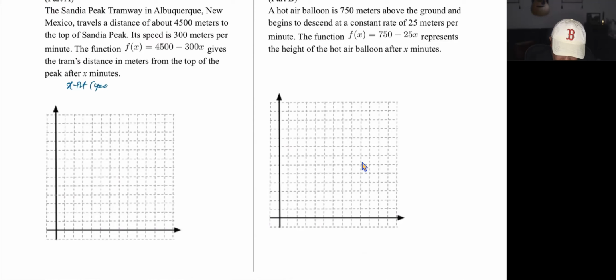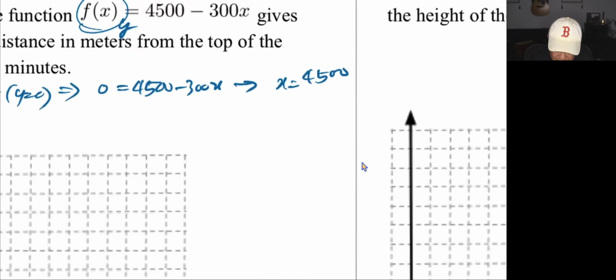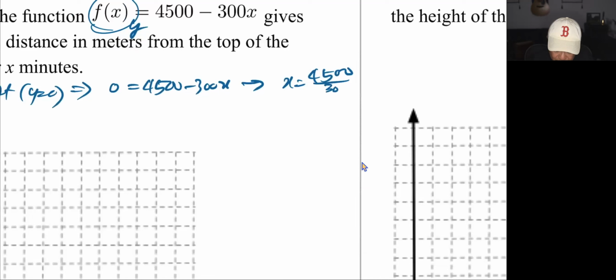It's y equal to 0. Now you gotta remember, guys, f of x is y, right? So that is y, which means when you set that equal to 0, we end up with this, which implies that x is 4,500 divided by 300. Remember, the zeros could go away. 3 goes into 45 15 times, so x is 15.